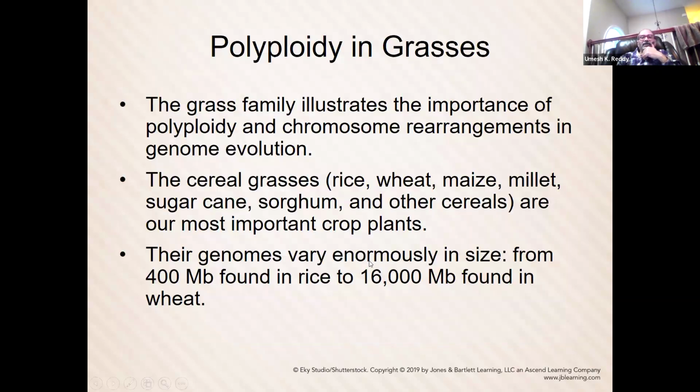Okay. So polyploidy is very well conserved in grasses. So what are the grasses? All the cereals that we use. What are the cereals? Rice, wheat, maize, oat, millets are cereals. Sugarcane is a sugar crop. It's not a cereal, but it is still a grass. All these grasses had one common ancestor some time back.